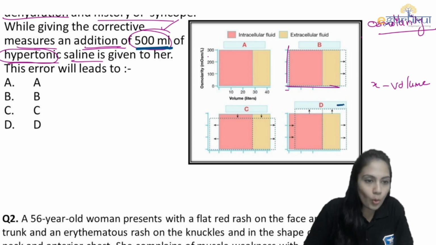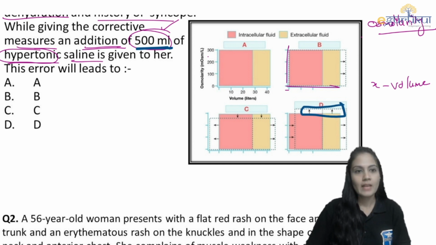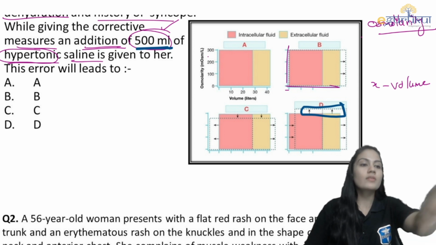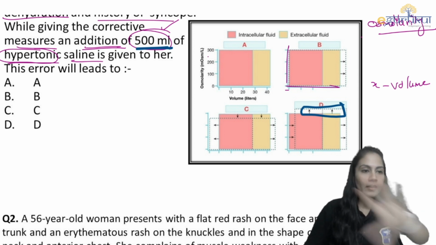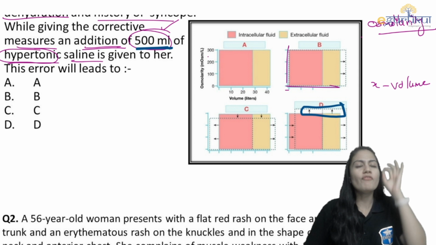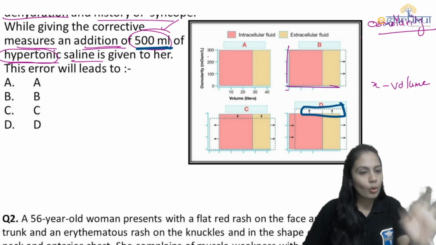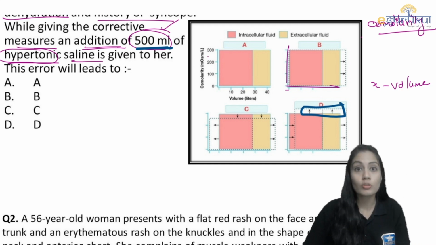So definitely over here in the D option, only this is the option where I can see that there is an increase in the osmolarity. It's very easy to make out, right? Go with the osmolarity first. If you are adding the hypertonic, that means you are adding the osmoles. So definitely the answer is this.